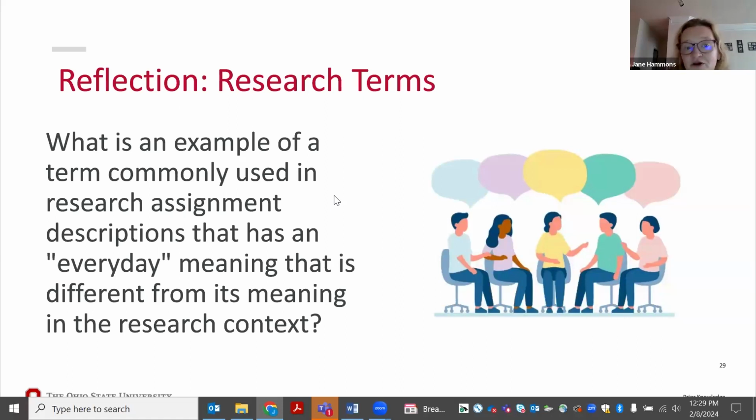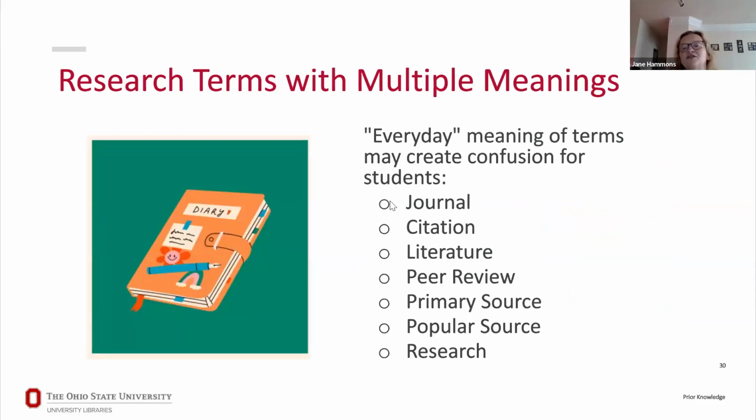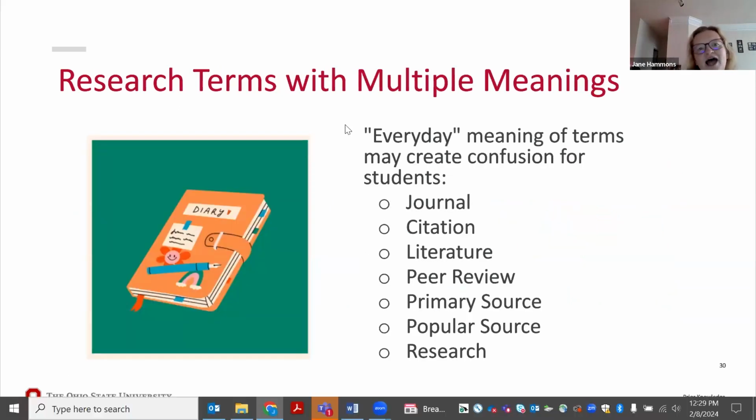Relevant, right? Peer reviewed, right? They think it means to find a friend and read their paper and give it back to them. Yes. Research, absolutely, Emily. So yeah, these are great, great responses. And you all highlighted basically all the ones that I was going to highlight and many more. There's a lot of terms out there that have very specific meanings when we're talking about research and have more general everyday meanings. So journal, citation, literature, peer review, primary source, research, popular source.